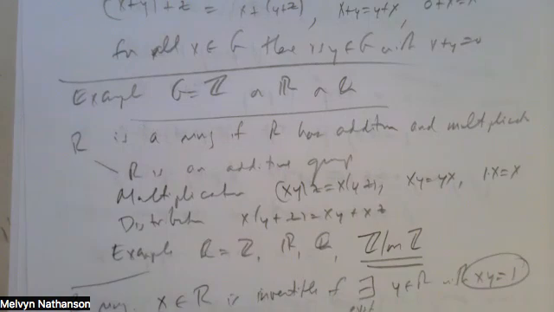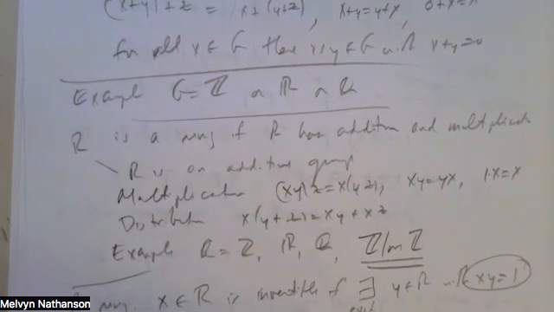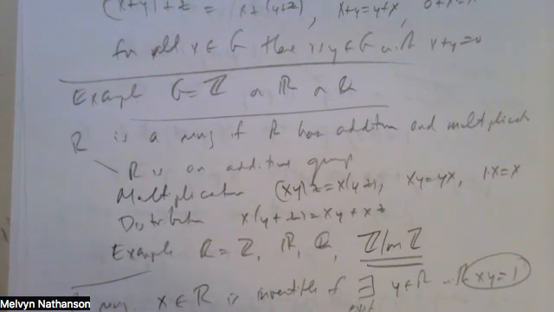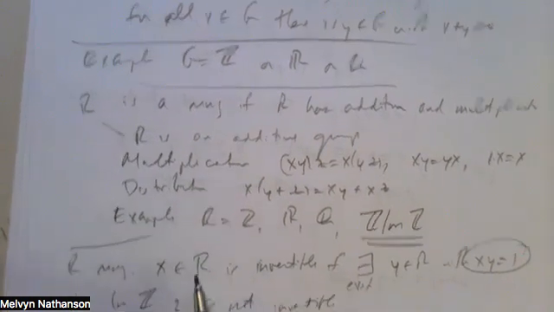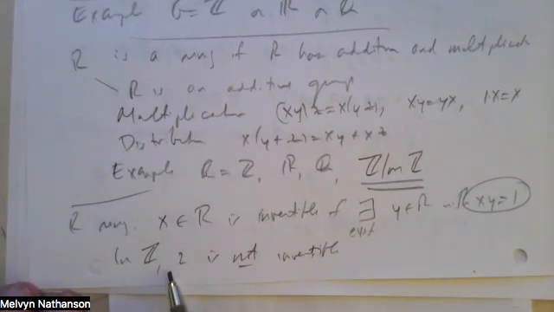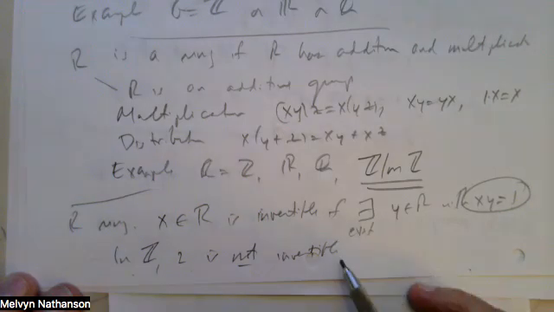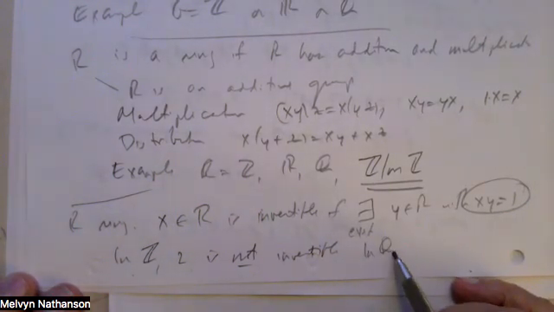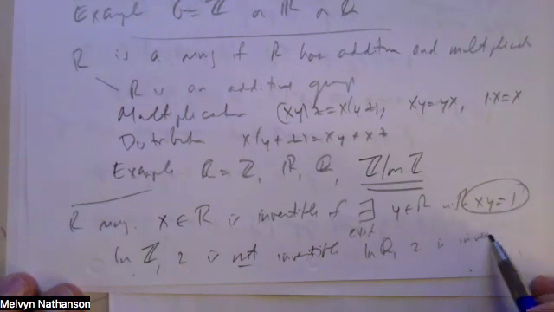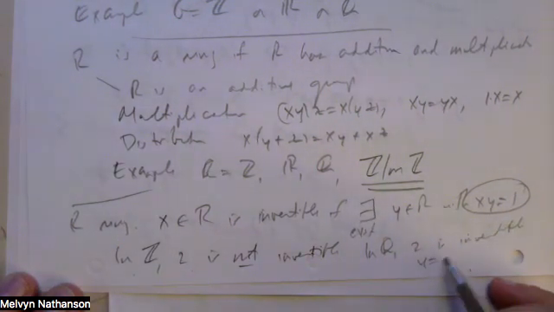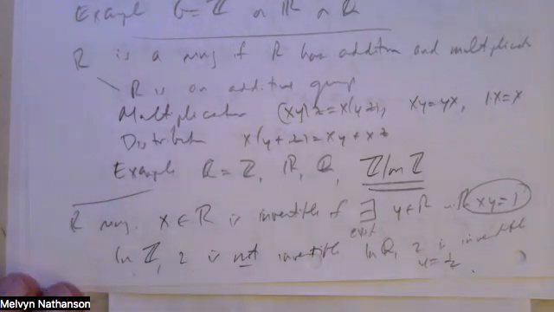Right? So, for example, in the integers Z, 2 is not invertible because there's no integer y such that 2 times y is 1. So in Z, 2 is not invertible. In the rationals, 2 is invertible. Take y equal to a half. 2 times a half is 1. So whether an element is invertible or not depends on what ring you're looking at it in.